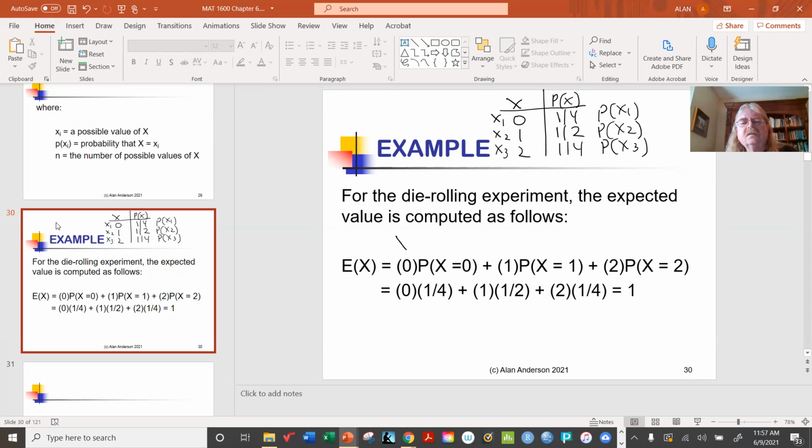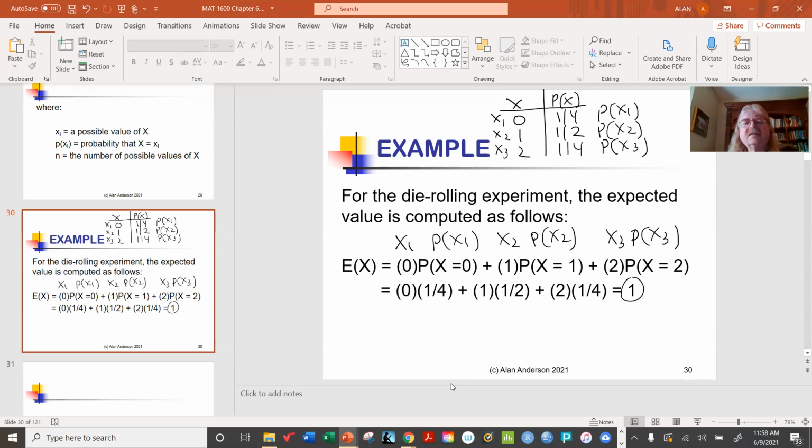So in our formula, we have the x's multiplied by their probabilities. So if you plug in all those numbers and add them up, it turns out to be 1.